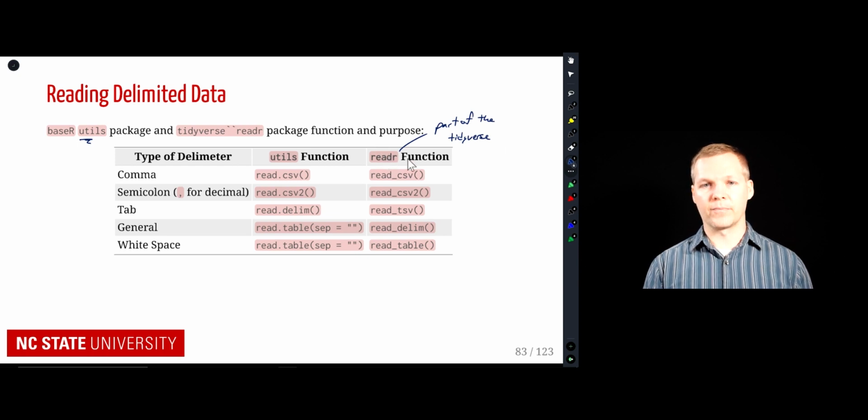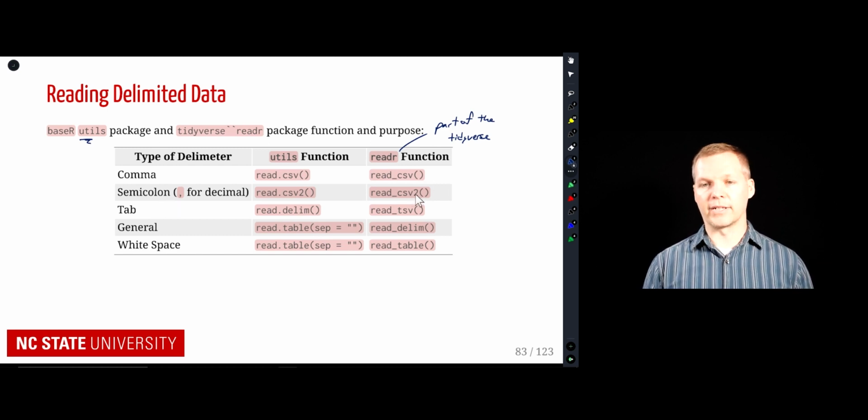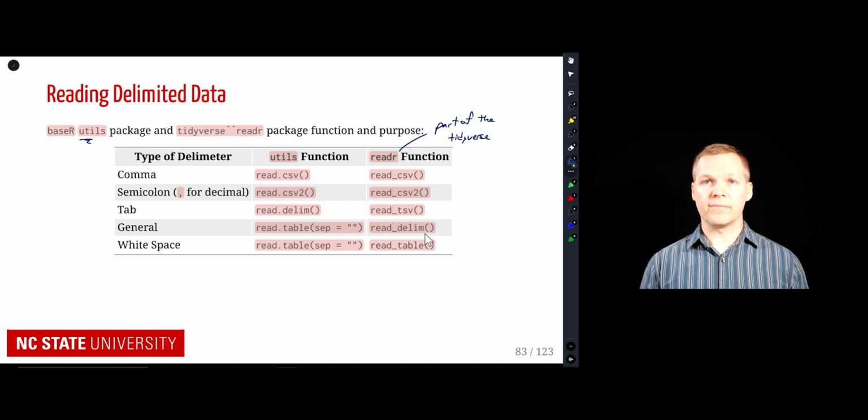The readr functions that we have to import this kind of delimited data are given over here. If we have a comma separated value file, we're going to use read_csv. Now, you do need to be a little bit careful with .csv files. In Europe, they save things as .csv files, but those are actually semicolon separated files. So sometimes you'll see a .csv file somewhere, but it's actually a semicolon delimited file. And so in that case, there's this read_csv2 function that can help us out. Then read_tsv for tab separated values, read_delim for generic delimited data, and then read_table for white space.